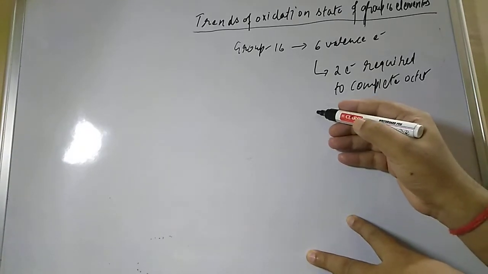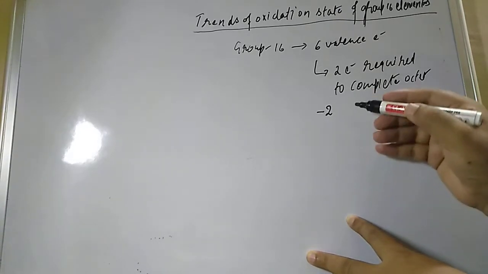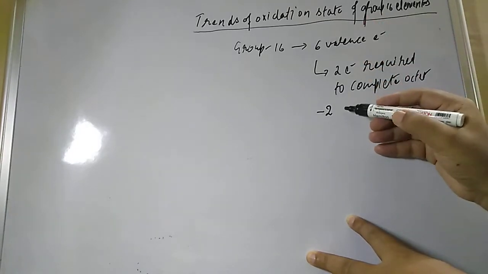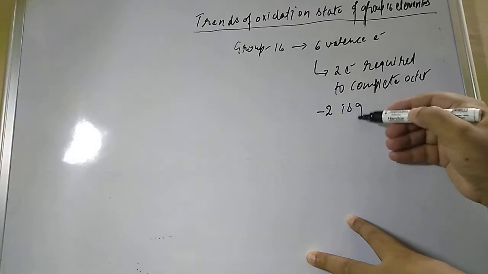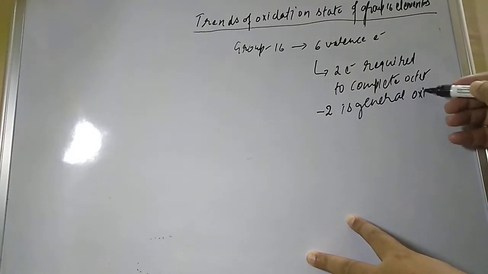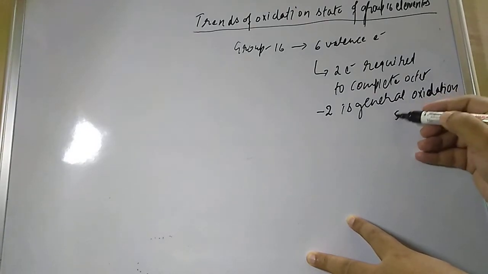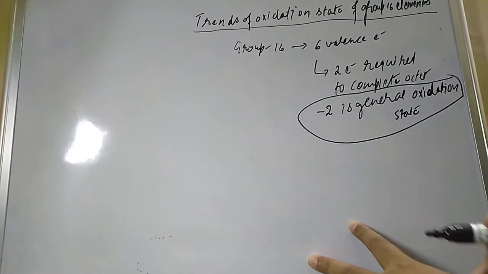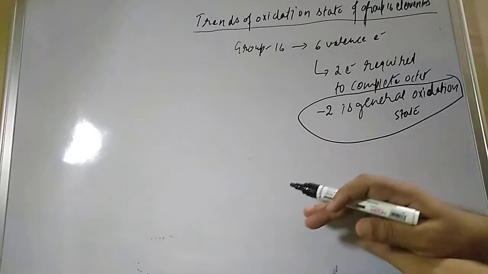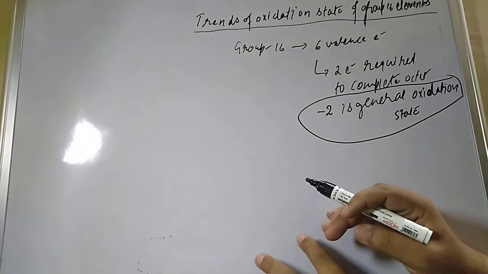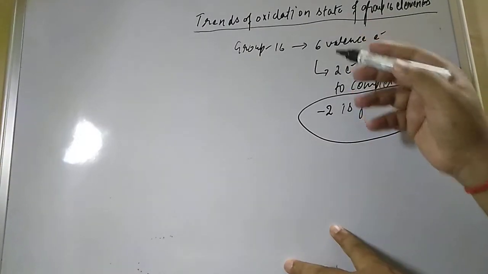It means that minus 2 will be the general oxidation state. Why is minus 2 the general oxidation state, friend? Because 2 electrons are required to complete the octet, so this is the negative oxidation state. Along with this, group 16 elements can also remove 6 electrons.